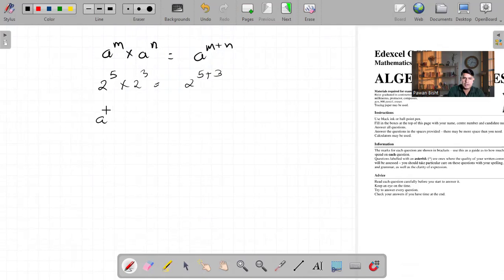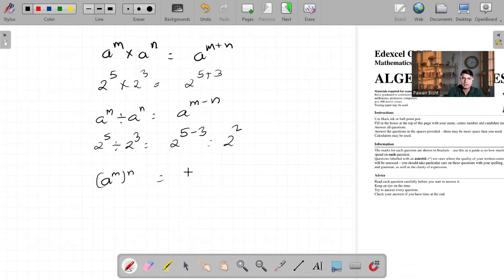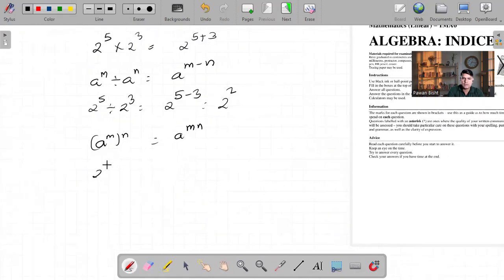Second property, if base is same and there is a division sign in between, powers will subtract. For example, 2 to the power 5 divided by 2 to the power 3 is equal to 2 to the power 5 minus 3, that is 2 to the power 2. So this is my answer. Next property, if a to the power m is there and outside we have n, these powers get multiplied. For example, 2 to the power 5 times 3, so 5 times 3 is 15. So 2 to the power 15.